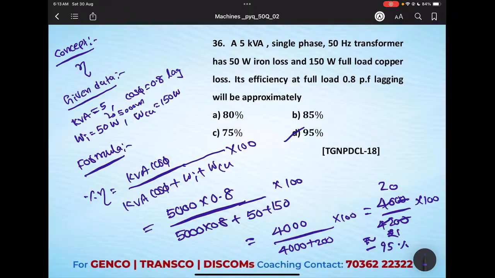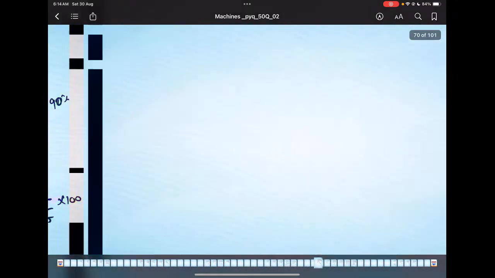How can we select? We need to remember the efficiency of the transformer is always greater than 90%. Whatever the losses may be, it needs to be greater than 90%. So the best option in the given options is D only. By seeing the options we can select, but sometimes if the values are nearby, that means 92, 93, 94 like that, then you need to do all the calculations. Is it clear? Okay, let's move on to the next question.